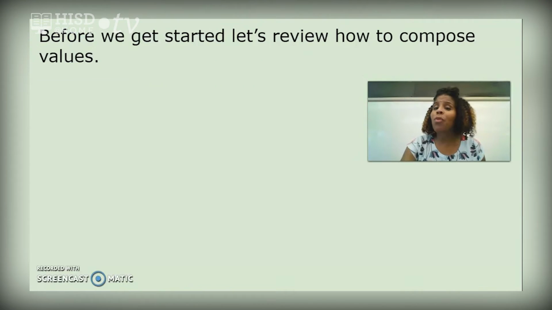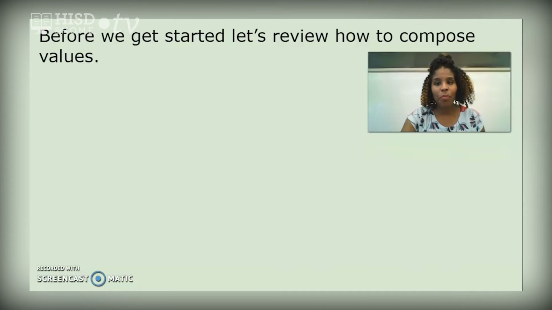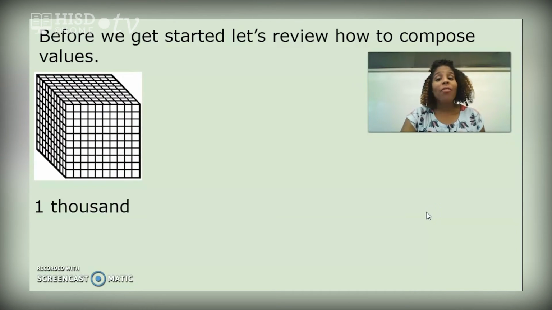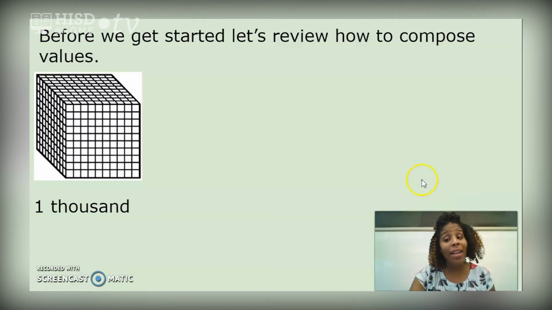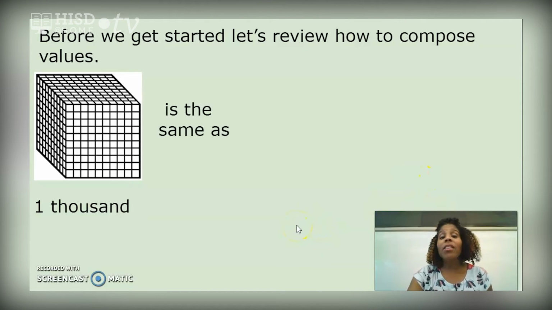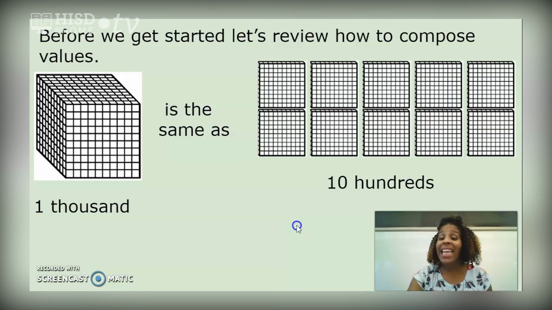Before we get started, let's review how to compose values. We have 1,000. This cube has the value of 1,000. It is the same as 10 hundreds. Let's count those hundreds. 100, 200, 300, 400, 500, 600, 700, 800, 900, 1,000. Wow. 1,000 is the same as 1,000. Let's continue.